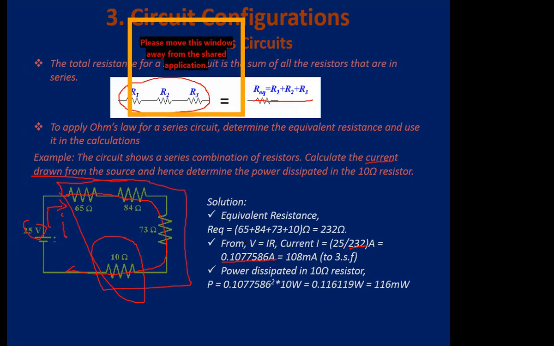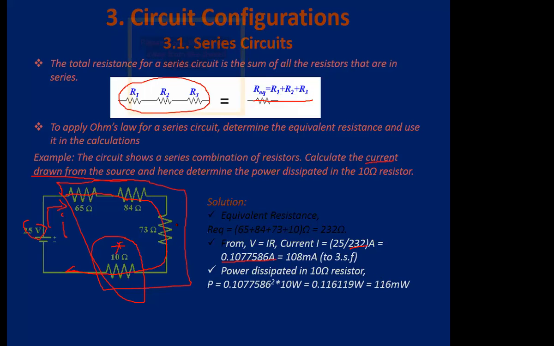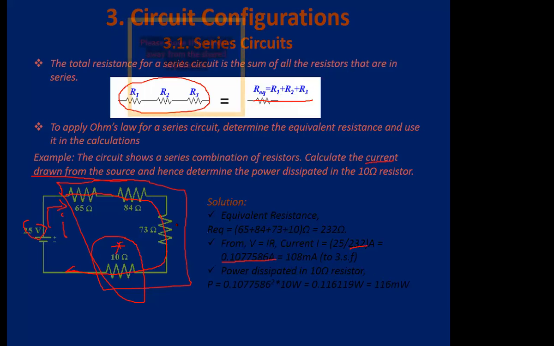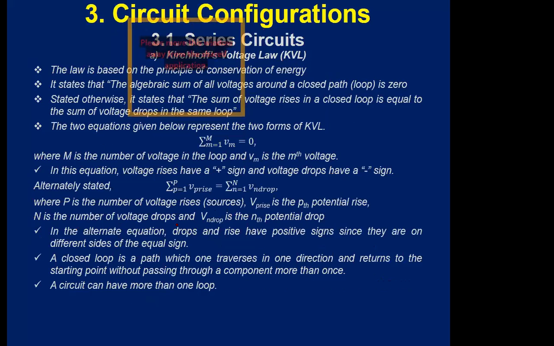0.1077586 amps. So the power dissipated is the value of this resistance, which is our interest, times I squared. So it's I squared times 10, and you get about 116 milliwatts as your power dissipated in that resistor. So that is how you apply Ohm's law for a series circuit.